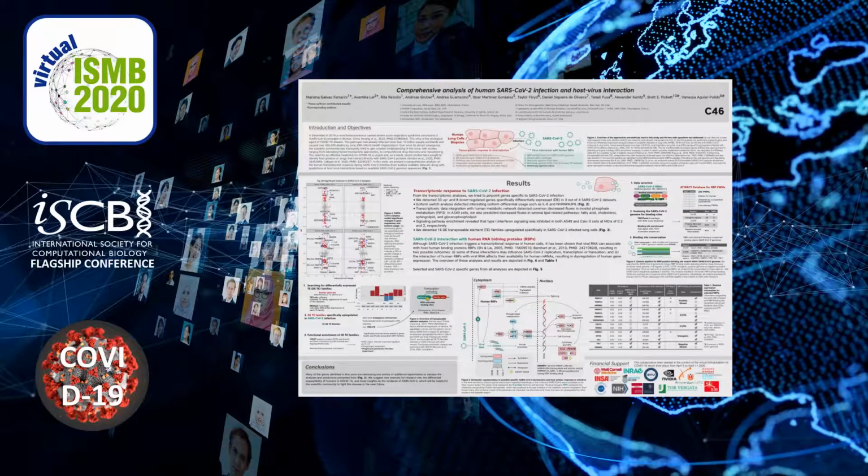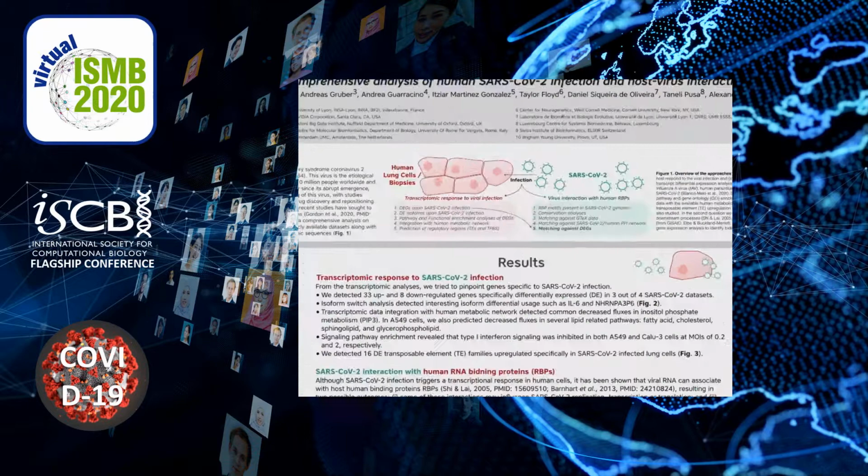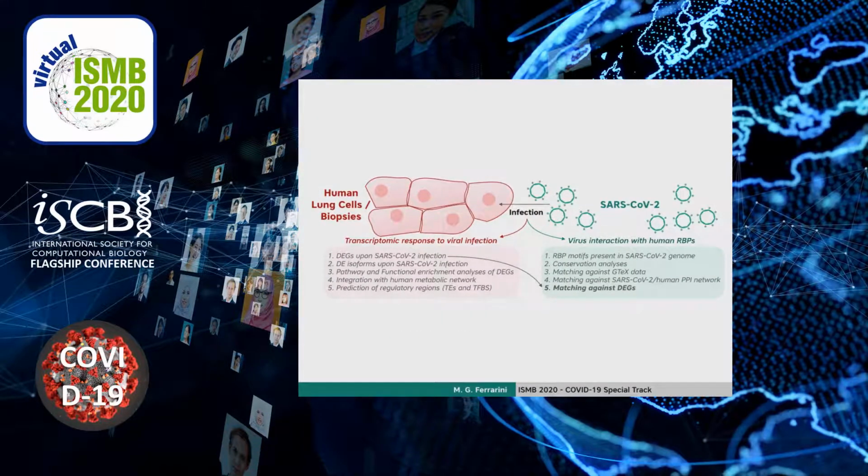This is the overview of our poster, and as all of you know, COVID-19 emerged in December of 2019 and has already infected more than 10 million people worldwide, accounting for over 500,000 deaths by June 29th. In this work, we present the analysis of the human transcriptomic response during SARS-CoV-2 infection, along with predictions of host proteins interacting with the viral RNA.